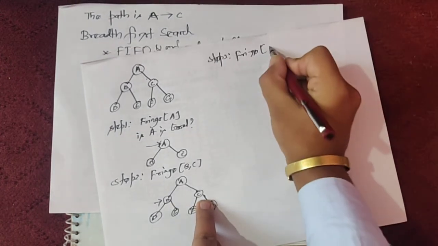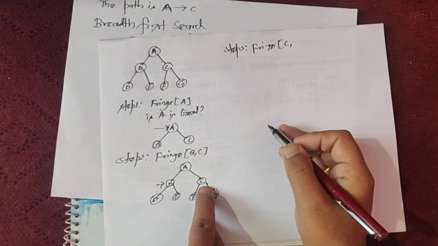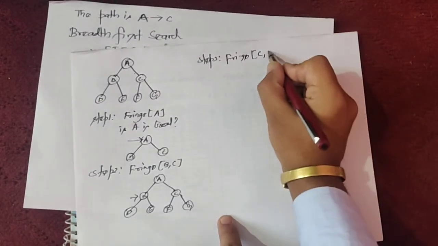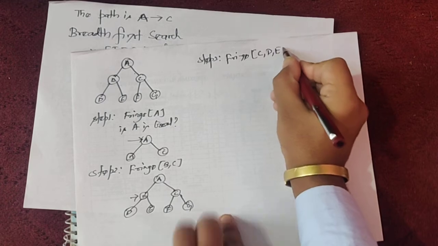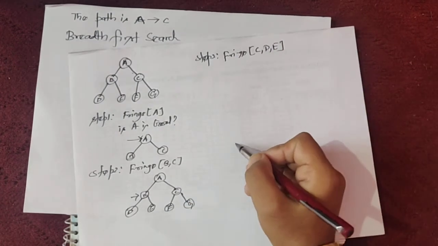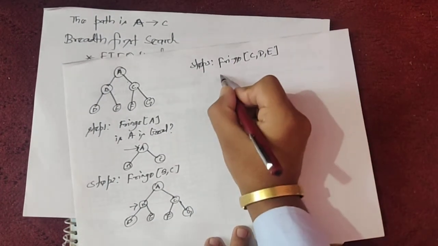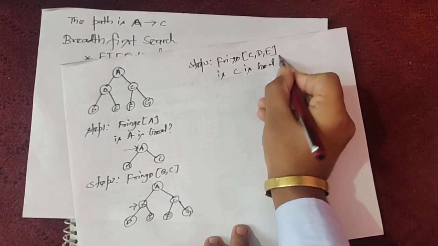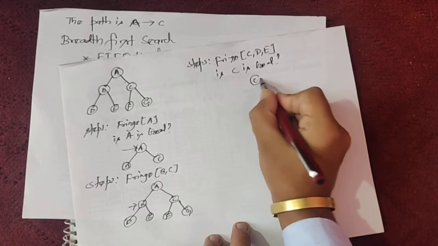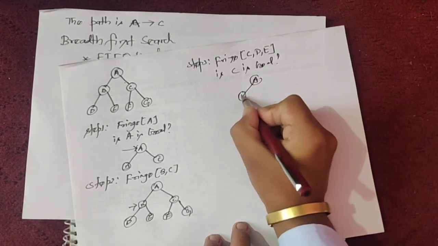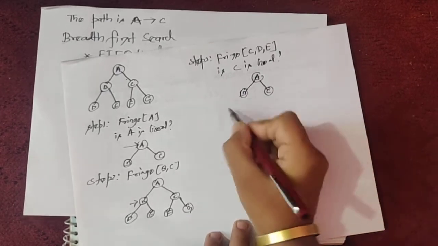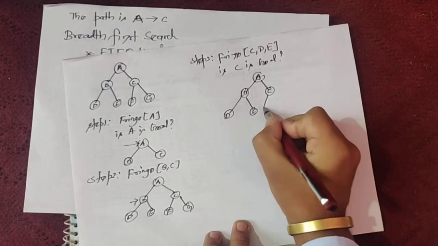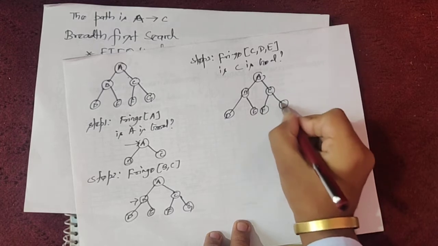Okay, C. And what are the child nodes of B? B has been explored, so they are D and E, yes. So here are D and E. Okay, so is C the goal? The order is A, B, C, D, E, F, and G.